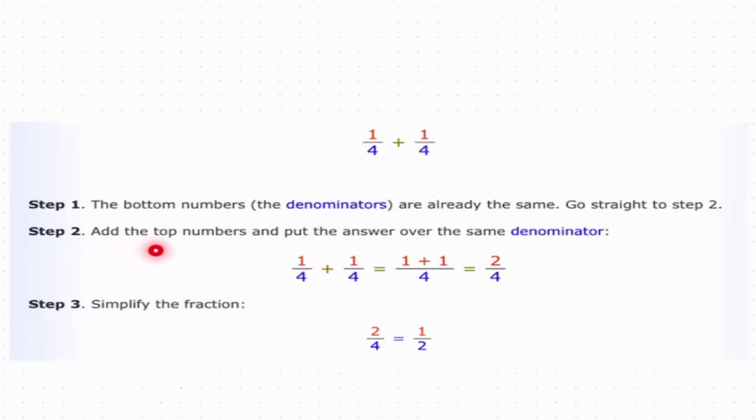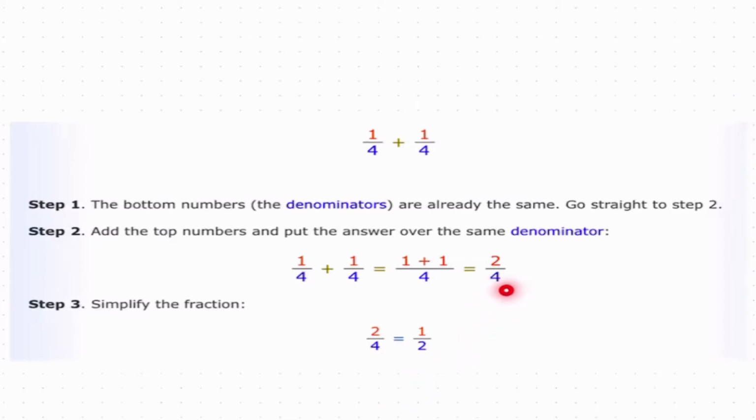So step 2, add the top numbers and put the answer over the denominator. This is kind of showing you the math here. We have 1/4 plus 1/4. We already have the same denominator, so the denominator in our answer is already going to be 4. Now all we have to do is add our top numbers, 1 plus 1, which is what they're showing you right here. So that equals 2. You just put that number over our denominator, and we get 2/4.